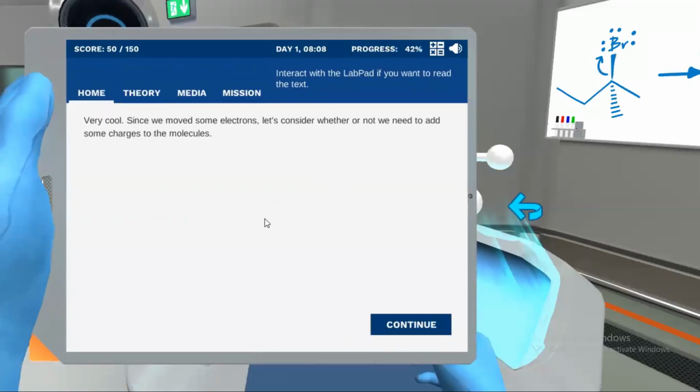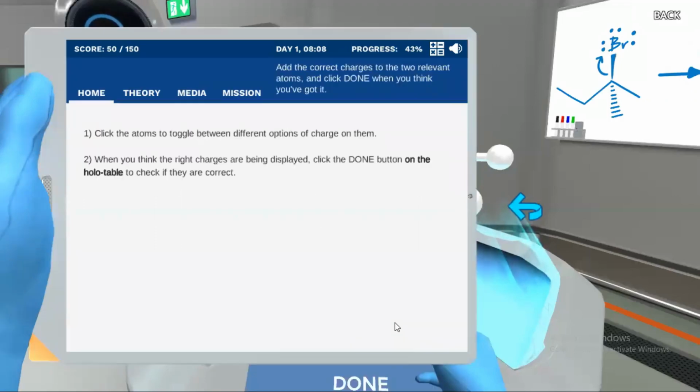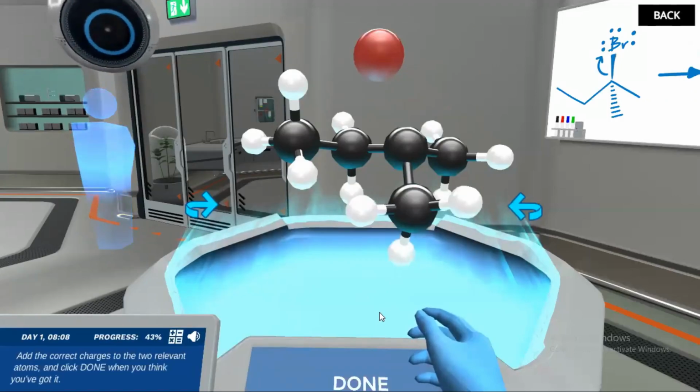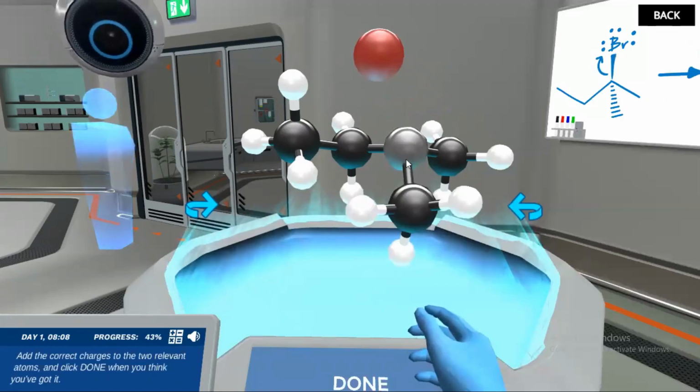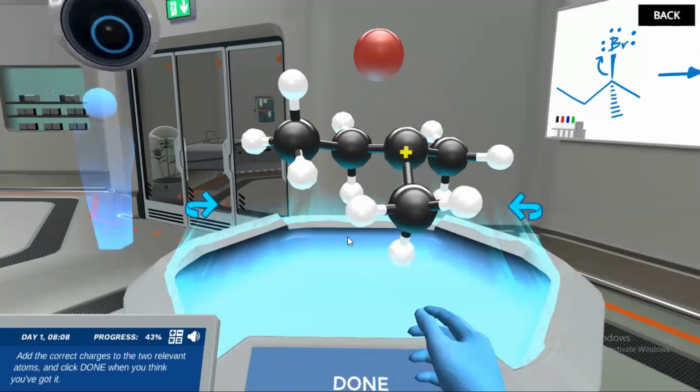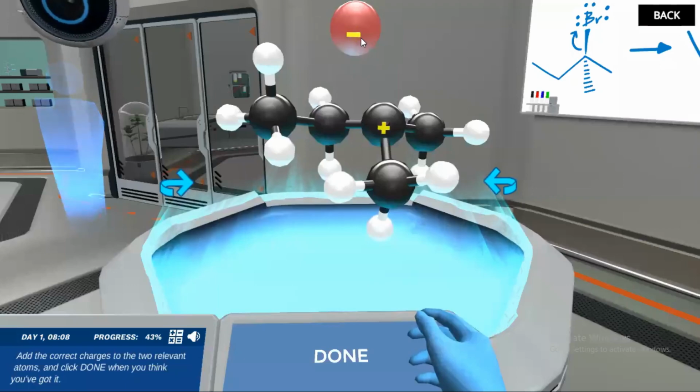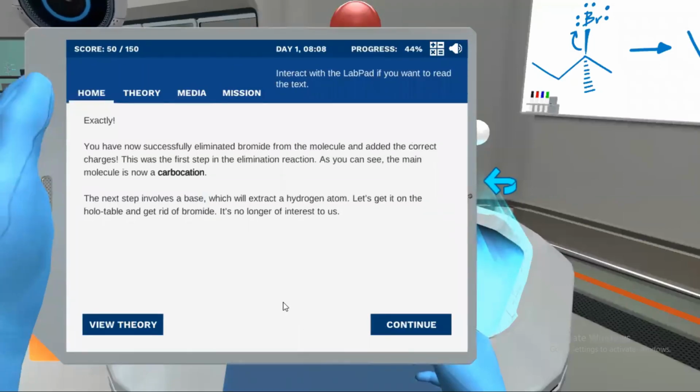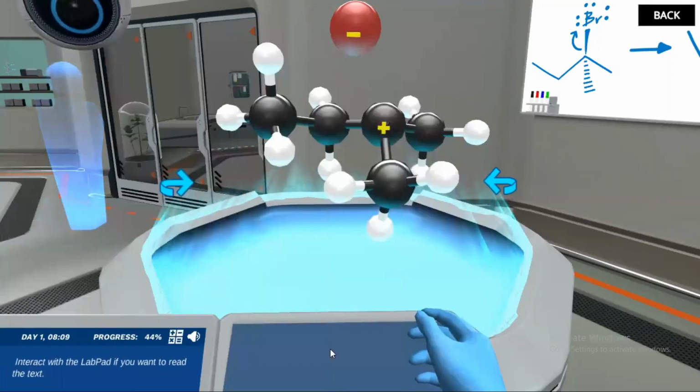Very cool. Since we moved some electrons, let's consider whether or not we need to add some charges to the molecules. Add the correct charges to the two relevant atoms, and click Done when you think you've got it. Exactly. You have now successfully eliminated bromide from the molecule and added the correct charges. This was the first step in the elimination reaction. As you can see, the main molecule is now a carbocation.